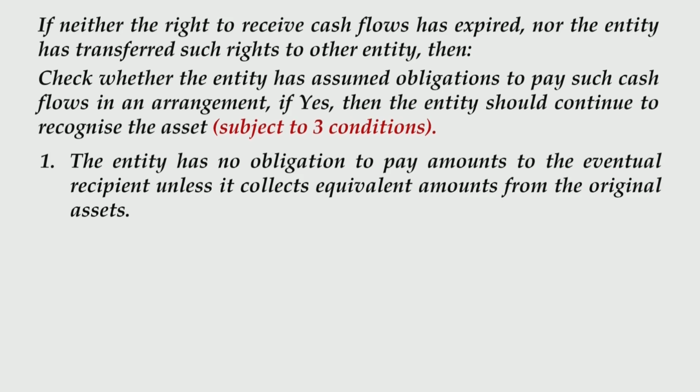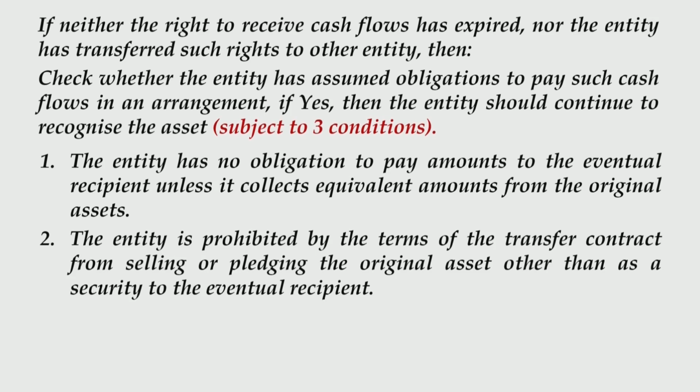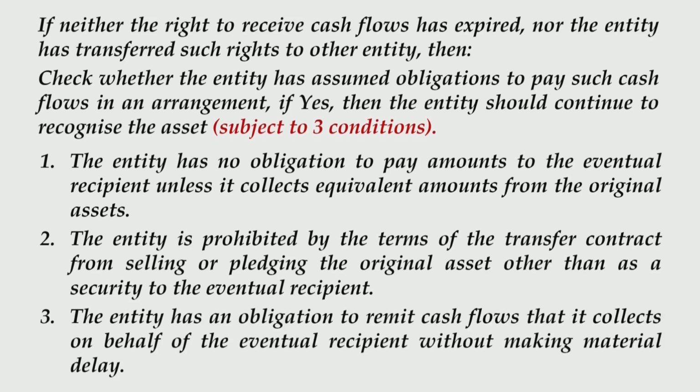First condition, the entity has no obligation to pay amounts to the eventual recipient unless it collects equivalent amounts from the original assets. The entity is prohibited by the terms of the transfer contract from selling or pledging the original asset other than as a security to the eventual recipient. The entity has an obligation to remit cash flows that it collects on behalf of the eventual recipient without making material delay. So please write up this much and then we shall look into what has to be done with these three conditions.